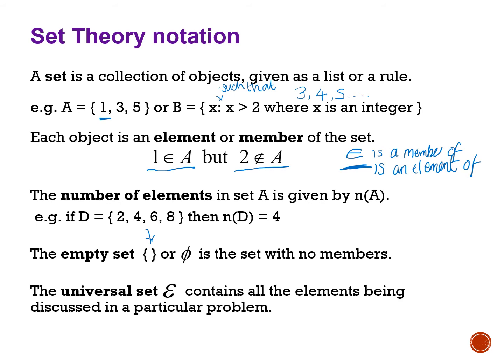Okay, final little bit of notation. The universal set, that's like a curly letter E there. The universal set is all of the elements that are being discussed in a particular problem. So you'll see when we draw some Venn diagrams in a moment, as well as drawing the circles that make the different sets, we also draw a box around it, because that box contains all of the elements that are being discussed in our problem. So the universal set, that curly E, means all of the things I'm interested in.